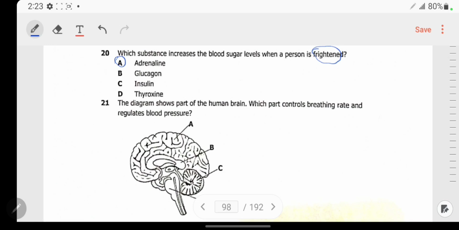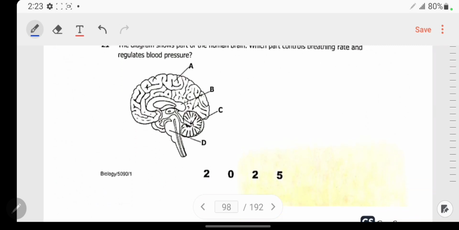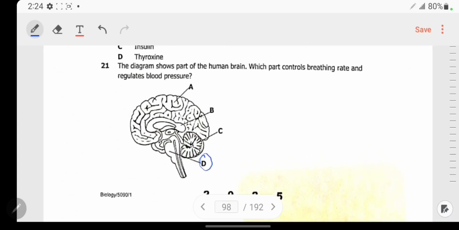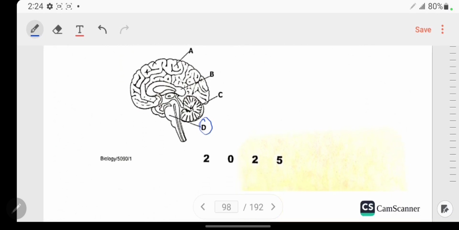For question 21, the diagram shows part of the human brain. Which part controls breathing rate and regulates blood pressure? So for this one, if we look, B is the hypothalamus, which doesn't do anything in that sense. A is the cerebrum. C is the cerebellum. So the correct answer for this one is the brain stem, which is also known as the medulla oblongata. This is the one that is responsible for breathing rate and regulating blood pressure.